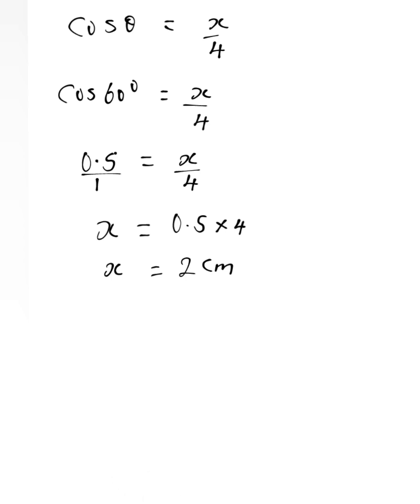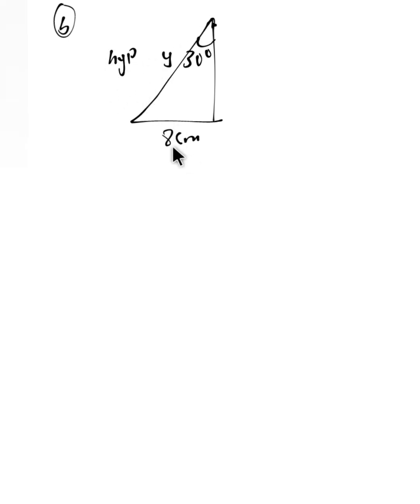Now let's find y. From the question, the B part, we have the second triangle like this. The angle here is 30 degrees and here is 8 centimeters. We're looking for y. So in the same way, let's label each part of the triangle. The longer side is the hypotenuse. The side that is opposite to this angle is the opposite, while the last part is the adjacent.